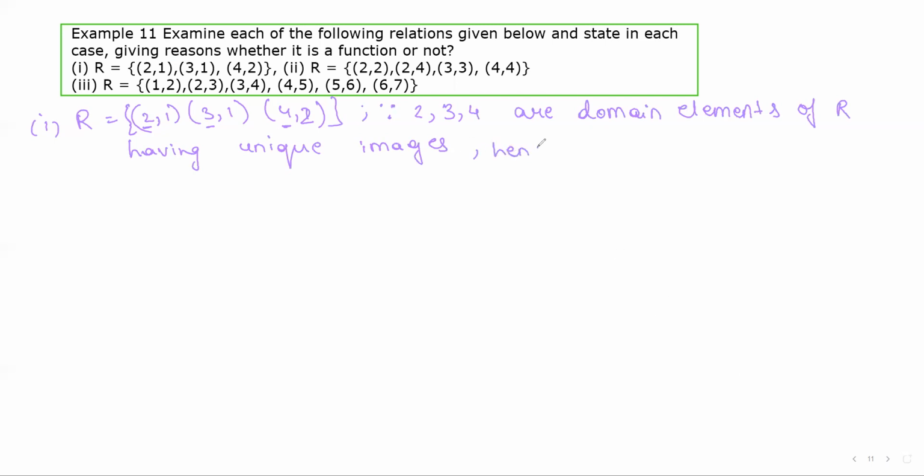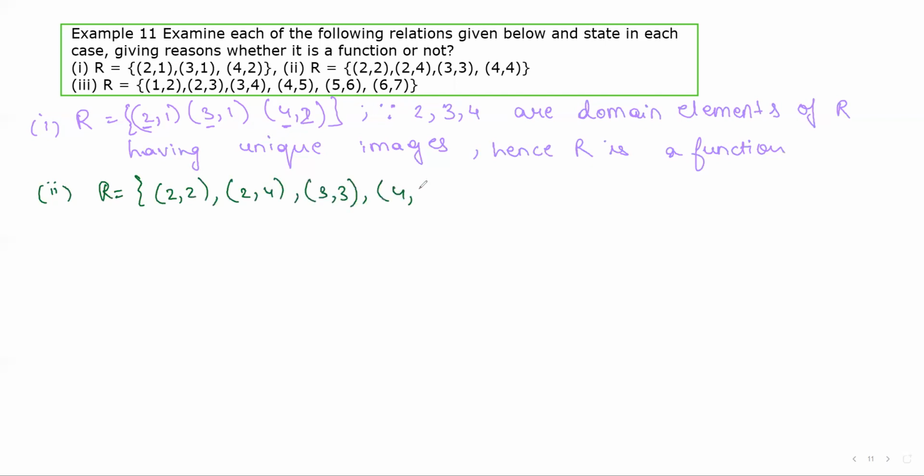Hence, R is a function. Next, R is equal to {(2, 2), (2, 4), (3, 3), (4, 4)}.